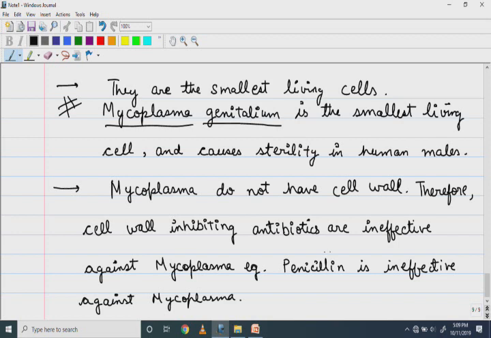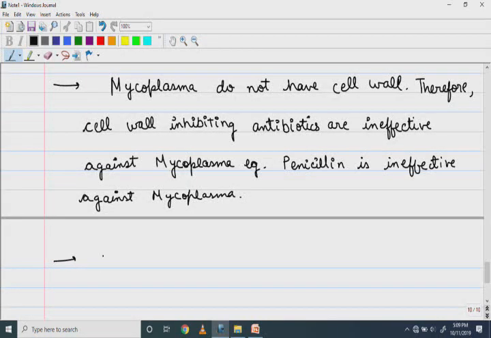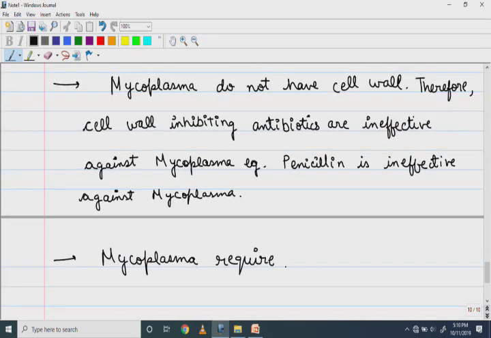Okay. One more thing. Mycoplasma require steroids for growth. So everybody knows steroids, right? So it seems like mycoplasma has joined a gym, okay, a microbial gym. So he goes to the gym and he requires steroids for growth. So if steroids are not present, it will not be able to grow at all.